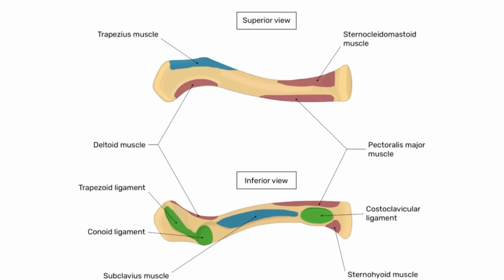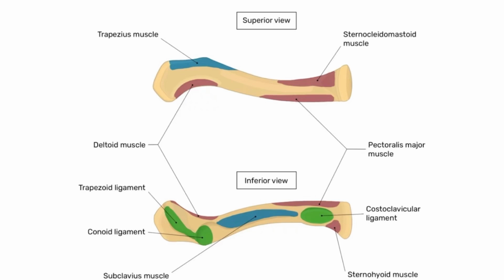Then the next one we are looking at is the subclavius. The subclavius muscle presents an inferior surface that bears the subclavian groove, which is a rough impression on the inferior surface. This groove gives insertion to the subclavius muscle. So I've explained the trapezius muscle, the deltoid muscle, the sternocleidomastoid muscle, the pectoralis muscle, and the subclavius muscle.